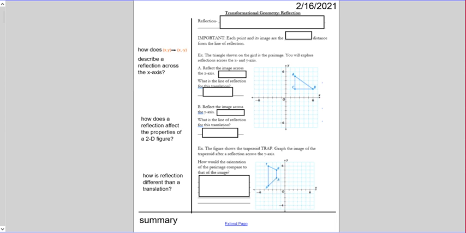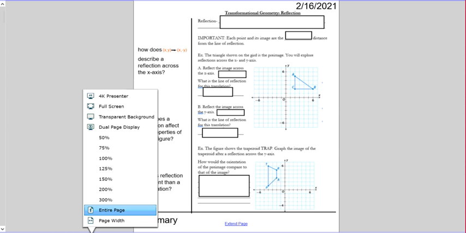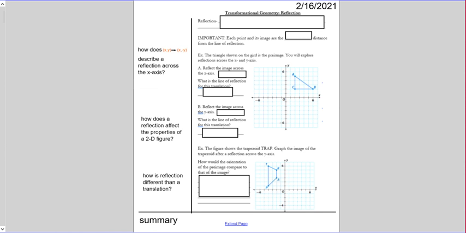I'll go ahead and make this larger so we can see it. And before I do that, let's go ahead and go over the questions that we have. So if you look here, first of all, it says, how does xy translate into x negative y? Describe a reflection across the x-axis. So we got to know how to answer that question. How does a reflection affect the properties of a two-dimensional figure? And then how is a reflection different than a translation?